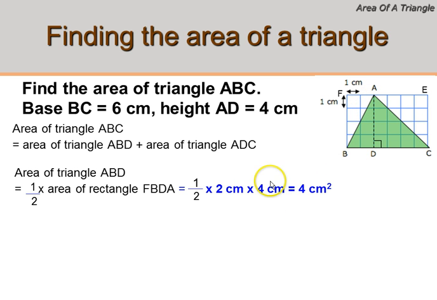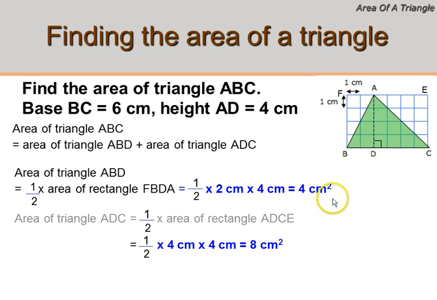So 2 times 4 cm is the area of rectangle FBDA. 2 times 4 is 8. If you want to find the area of triangle ABD, it is half the area of this rectangle FBDA. So 8 divided by 2 gives you 4. The area is 4 cm squared.